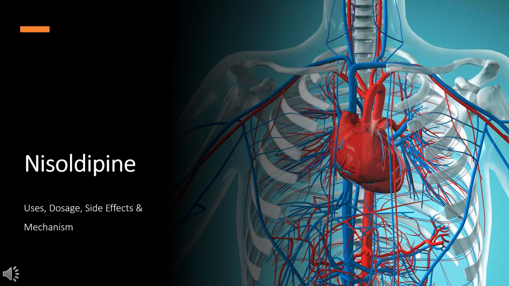Nisoldipine is a calcium channel blocker used as monotherapy or combined with other drugs for the treatment of hypertension. In this video, let's find out: What is nisoldipine? What is nisoldipine used for? Contraindication. What are the side effects of taking nisoldipine? How does nisoldipine work? How to use nisoldipine?